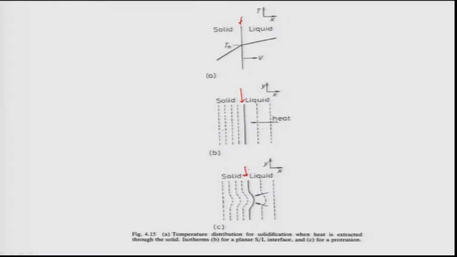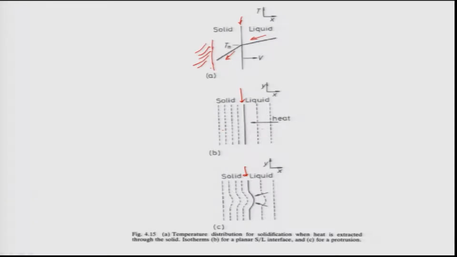Now, as you see here, the temperature gradient is positive in the liquid. So, what will happen? Because of that, the heat will be transported from the liquid to the interface, from the interface to the solid, and from the solid to the mold wall. This is the mold wall, suppose. That is how the heat transport will happen because of the nature of the temperature gradients created.